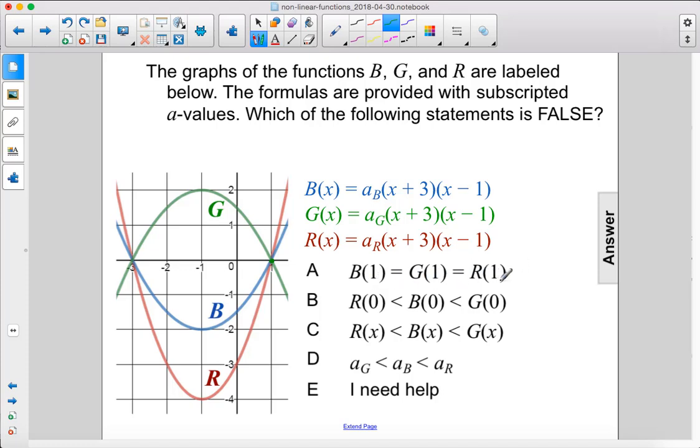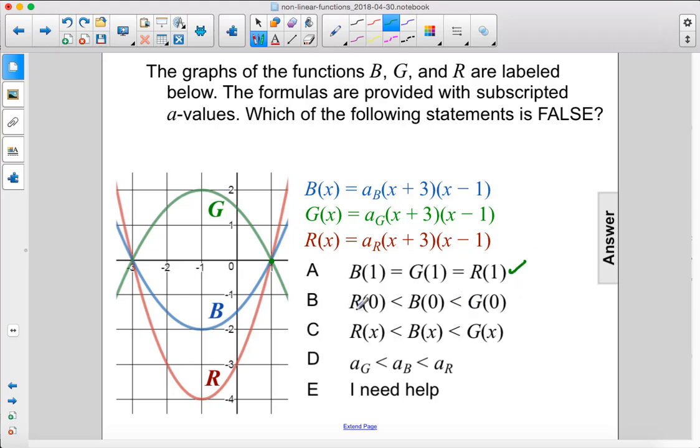When x equals 1, are all of these graphs equal? Yes, they are, because right here we see that all three functions go through the same point when x equals 1. So the y value when x equals 1 here is 0, 0, and 0. So these are all equal, and that is true.